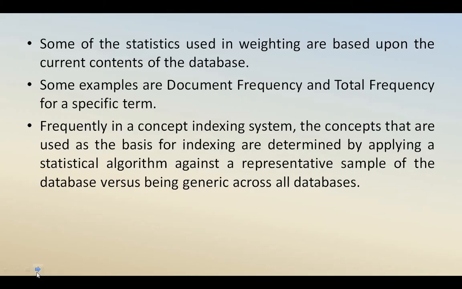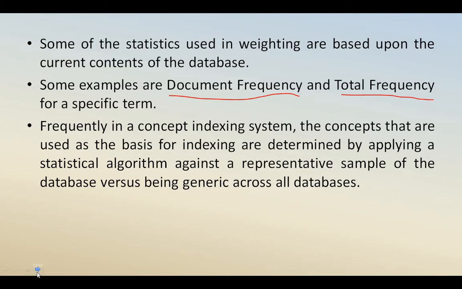Next, some of the statistics used in weighting are based upon the current contents of the database. Current contents means how frequently a particular item exists in the database. This frequency can be calculated using two different terminologies, which we have to take into consideration. Number one is called document frequency. Number two is called total frequency. So what is the meaning of document frequency?